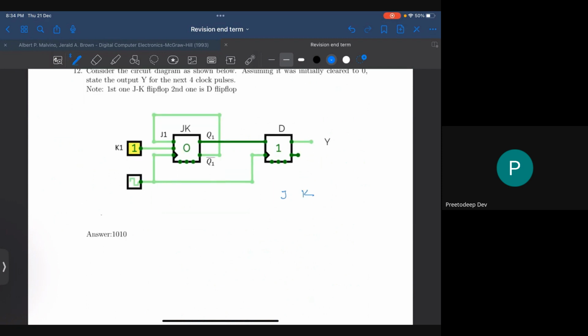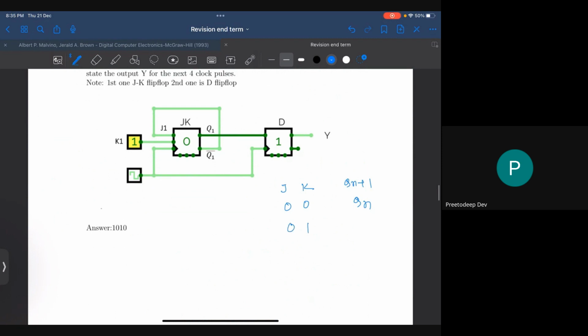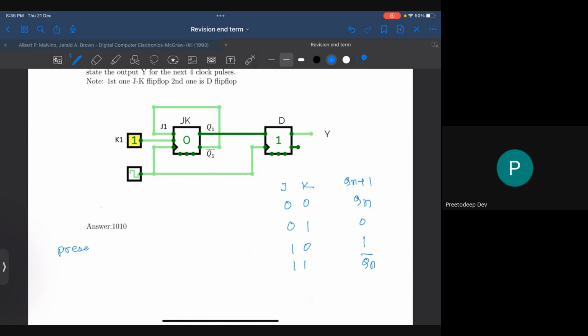JK flip flop truth table is, suppose this is Qn plus 1. So if 0 0, it's Qn. If it is 0 1, it will be 0. If it is 1 0, it will be 1. And if it is 1 1, it will be Qn bar, right? Okay. So now let's solve that question. This is the present state and present input. And next state.